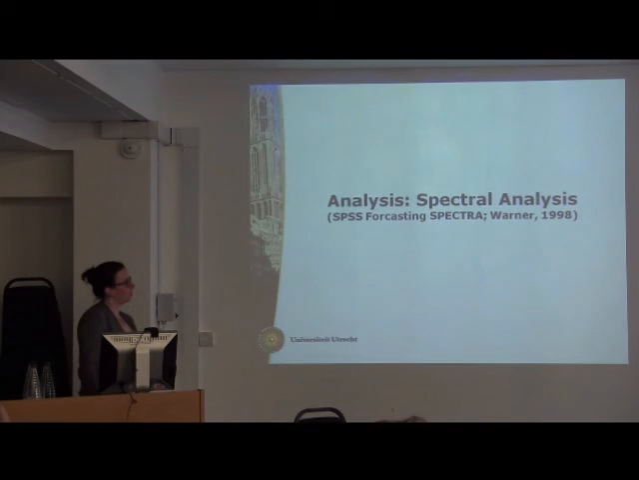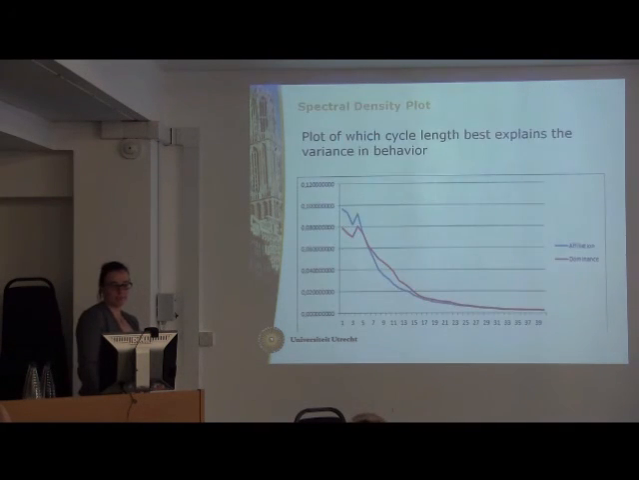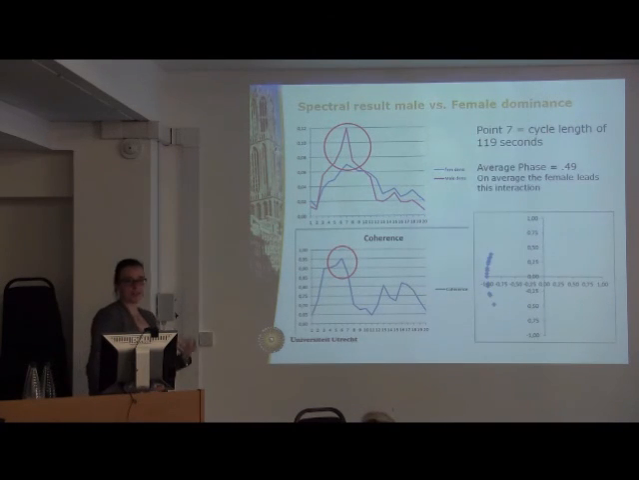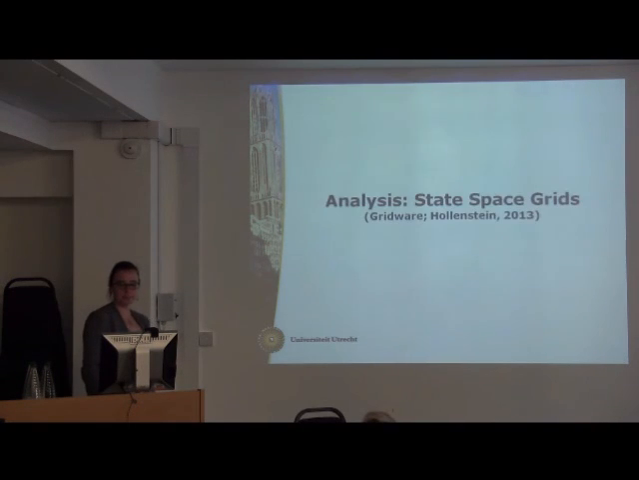What they did was use spectral analyses to study cycles in interactions. You can get information about coherence, the type of entrainment between people, and also about phase. This is a little bit similar to what Anu told about synchrony, so who's leading and who's lagging in interactions. That's all information that you can get from this type of analysis and data.